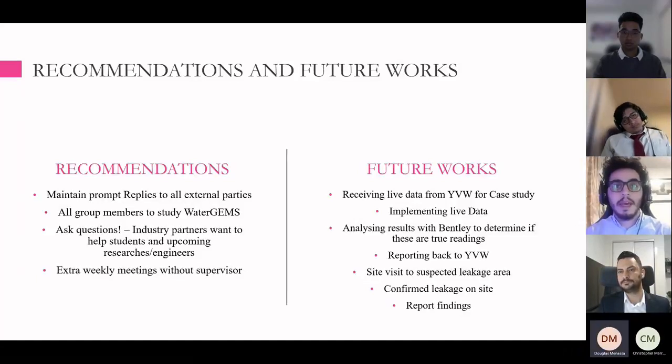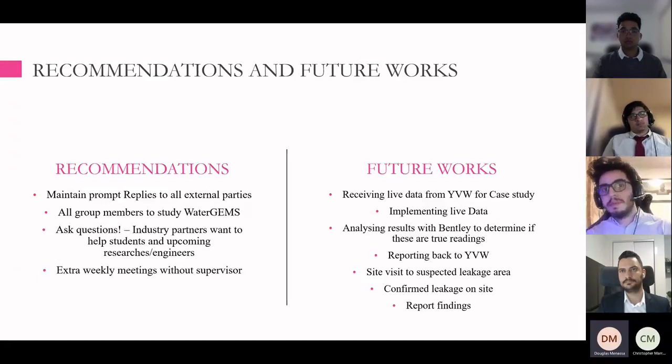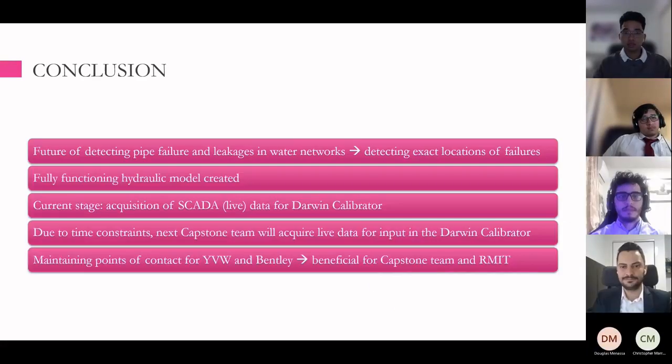An extra weekly meeting without your supervisor will help keep the group on track and shows initiative. As for future works for the continuation of this program, next steps are to receive live data from Yarra Valley Water for the case study, implementing the live data, analyzing results with Bentley to determine if these are true readings, report back to Yarra Valley Water, and then engage in a site visit to the suspected leakage area. Next is confirm the leakage on site, and then report findings.